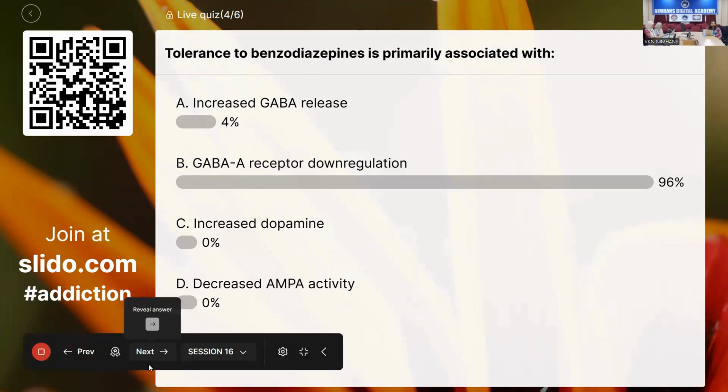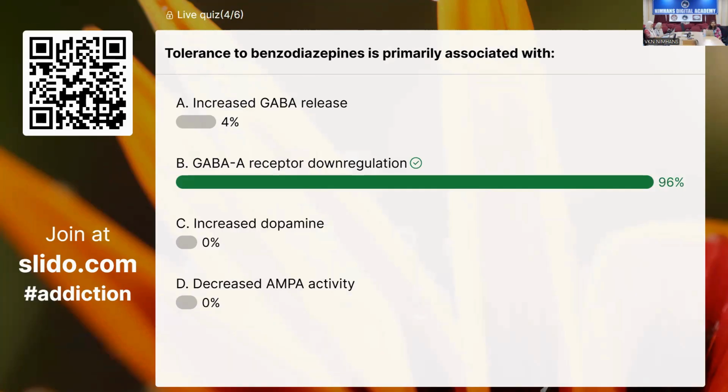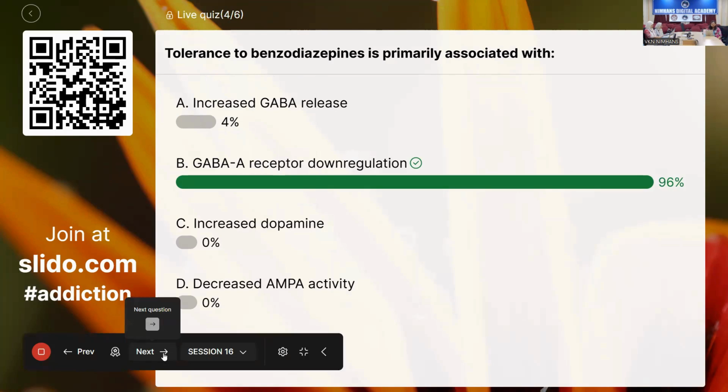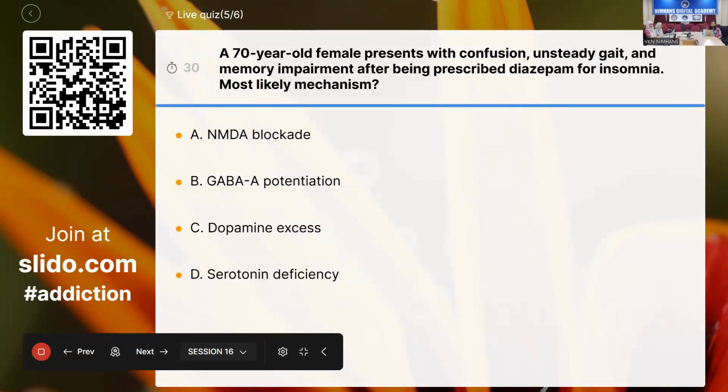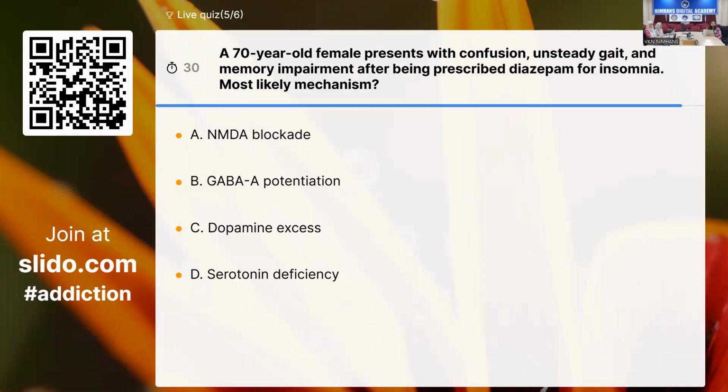Right. So everyone has said it's the GABA A down regulation. So it's GABA A down regulation or increased AMPA activity. These primarily are responsible for the development of tolerance. Can we have the next question? A 70-year-old female presents with confusion, unsteady gait, and memory impairment after being prescribed diazepam for insomnia. Most likely mechanism?